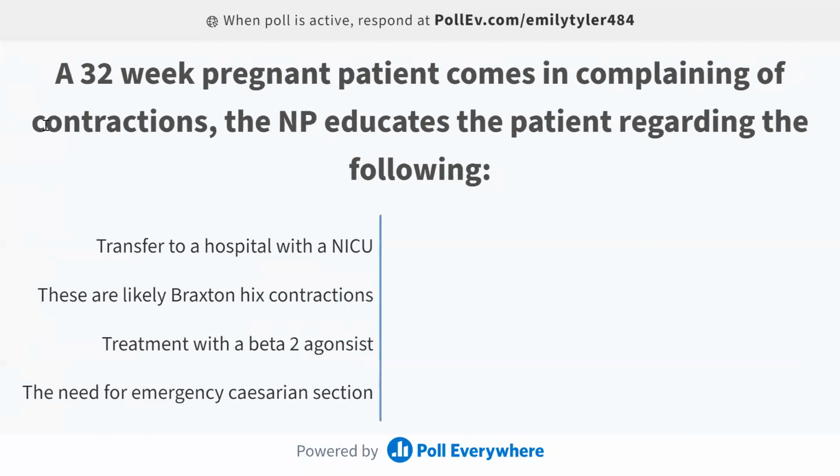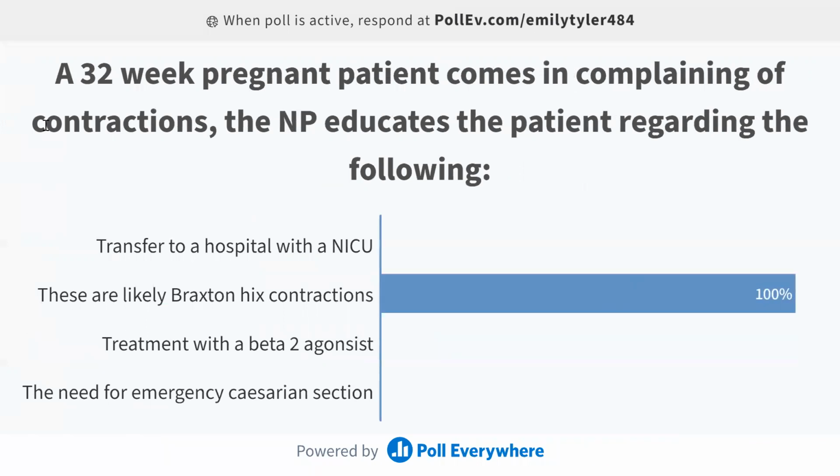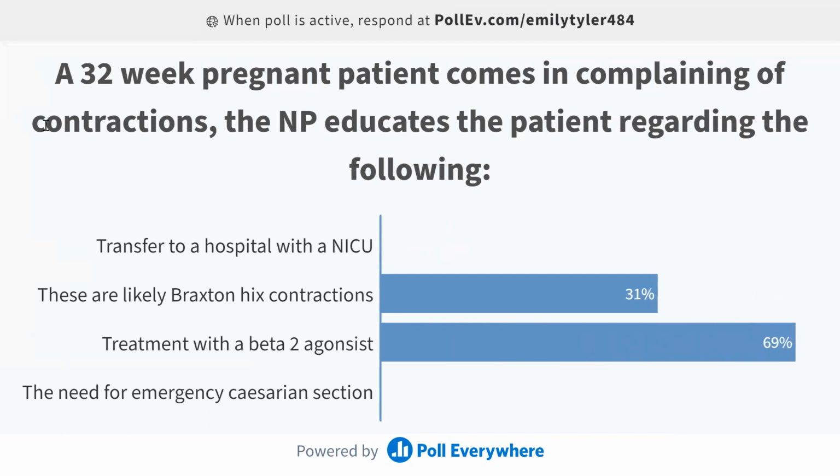You have a 32-week pregnant patient that comes in complaining of contractions. You educate the patient regarding the following. What are you going to do for her? This is a weird question. I feel like my answer is not pharmacological. I would want my answer to be pharmacologically related. What medication is going to relax, smooth the muscle contraction? Beta 2 agonist, and that's what I want you to get as the takeaway with that one.